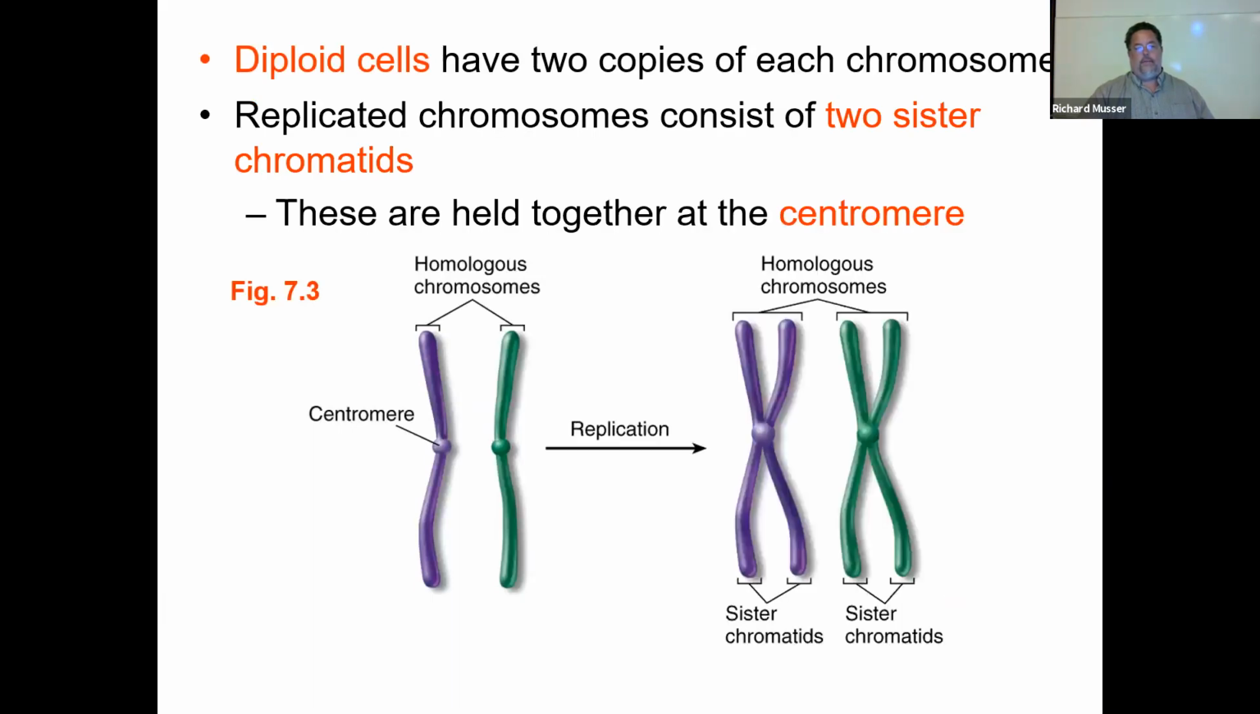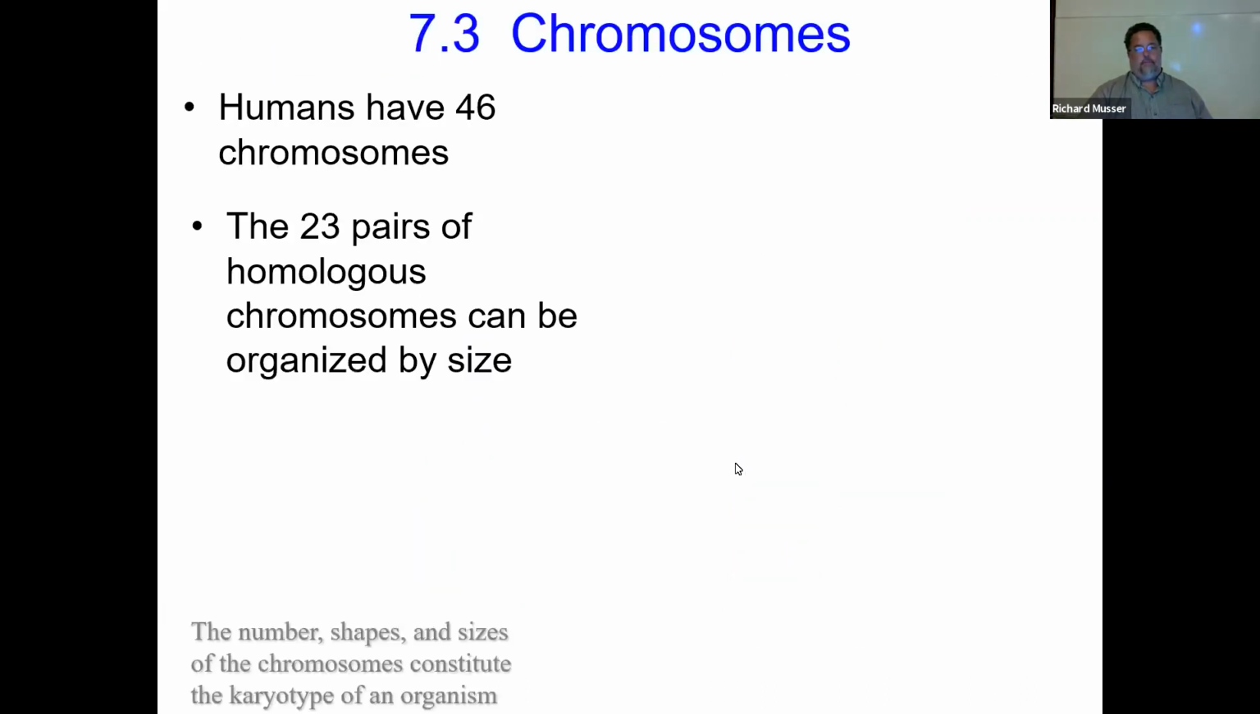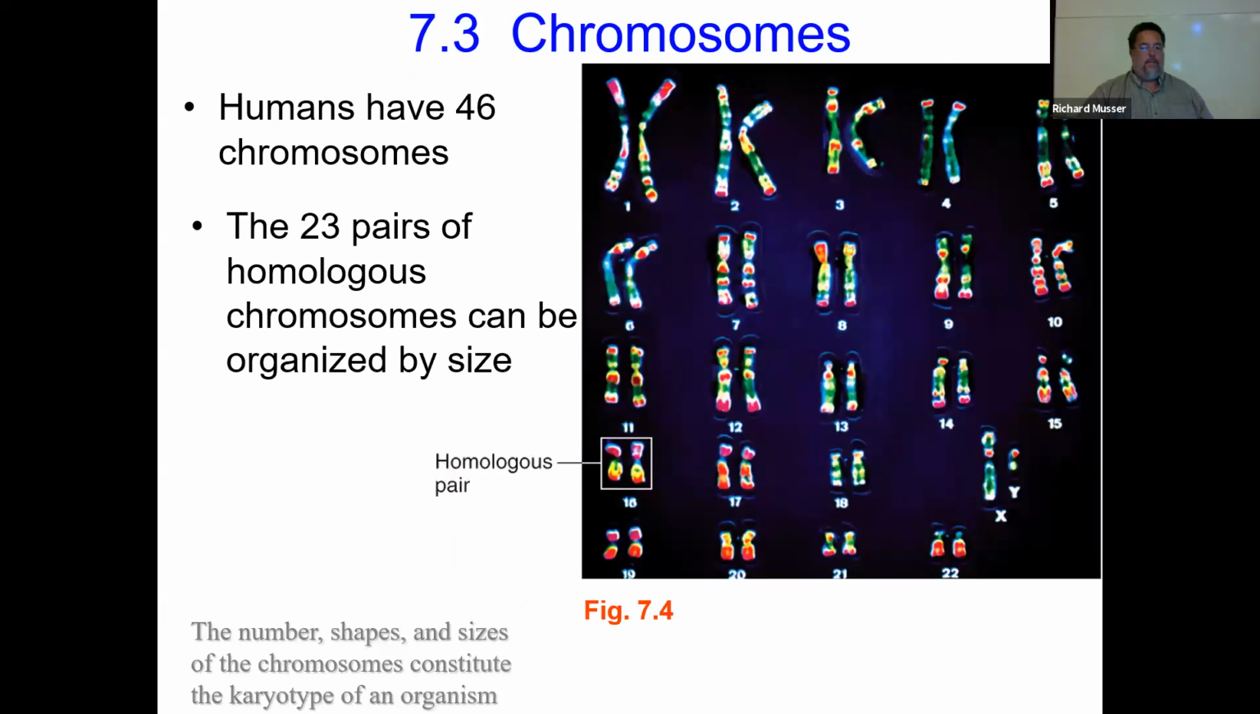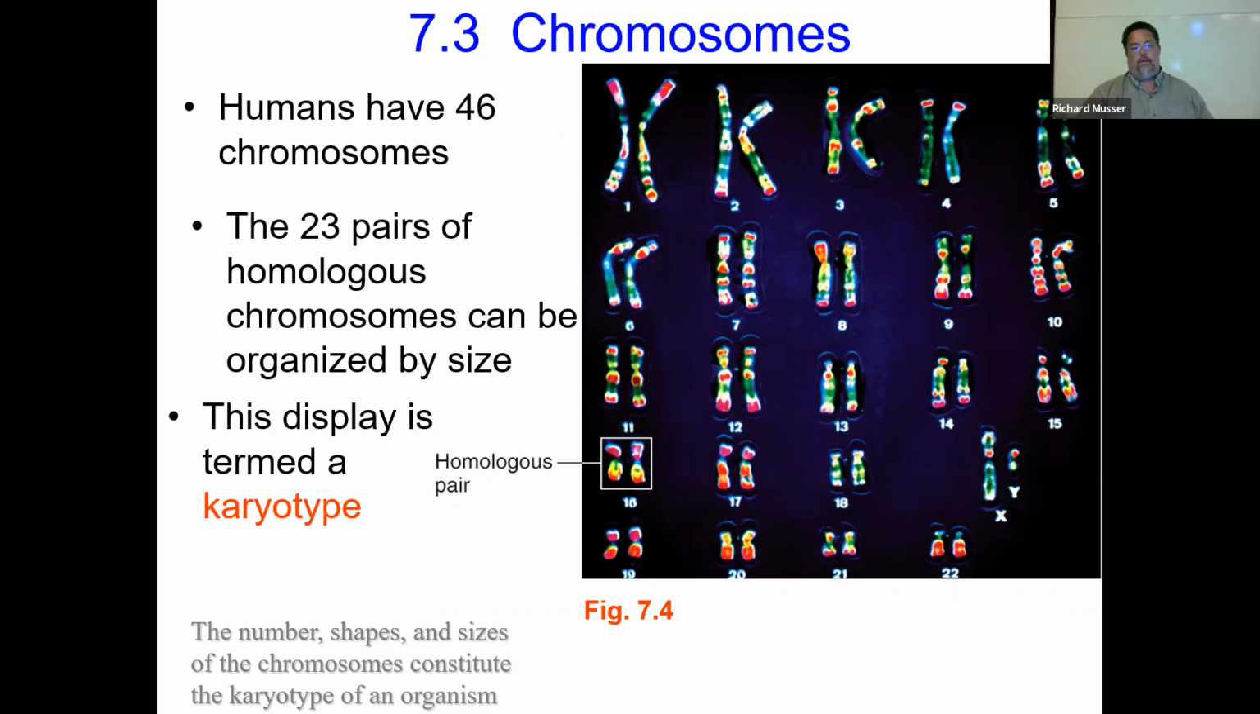We've already kind of hit on some of this, but here's a chromosome that replicates and then comes together, and we have our homologous chromosomes held together at the centromere. And as I already mentioned before, and you already know, humans have 46 chromosomes or 23 pairs because we're diploid organisms. And we call that a karyotype when it's displayed like this.